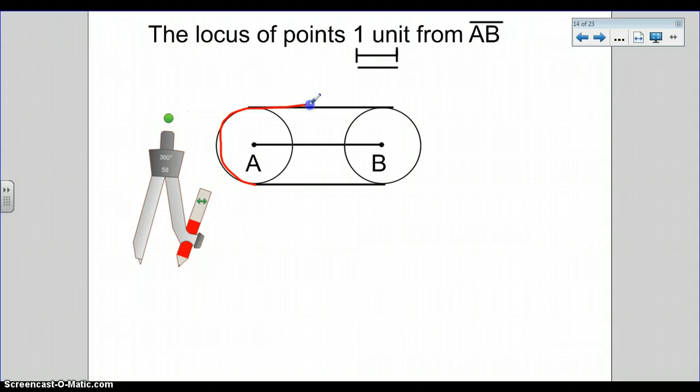So when you have the locus of points 1 unit from AB, it's 1 unit in every direction. So if we just were given the line, then the locus would be a parallel line on either side. But if it's 1 unit from AB, it's this oval shape that goes around the whole thing.